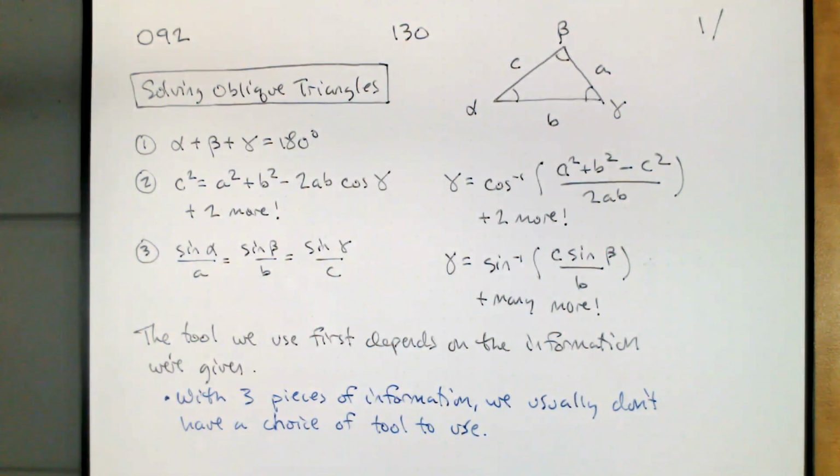But if you're super into using the law of cosines to find an angle, then by all means, do that, especially if you have to do it multiple times on a calculator. You can just press second enter and then change the numbers around. You don't have to type the whole thing in all over again. But with three pieces of information, you usually don't have a choice of which tool to use.